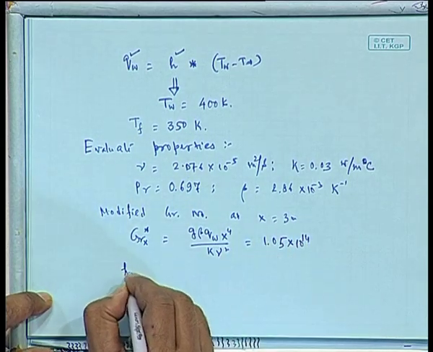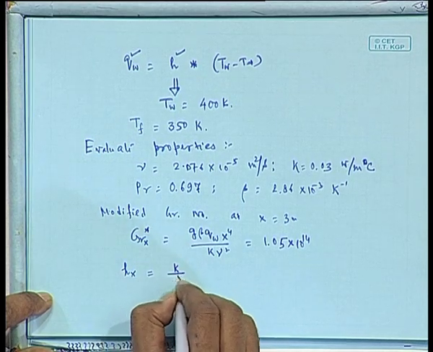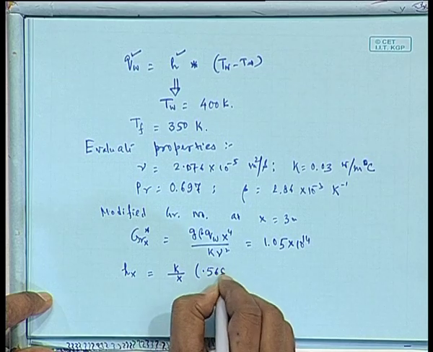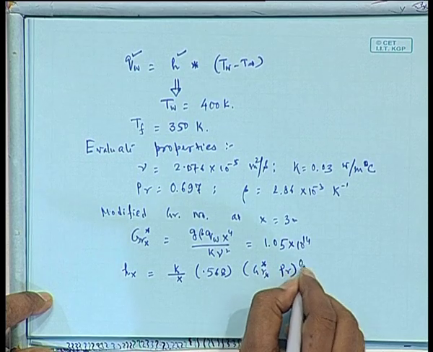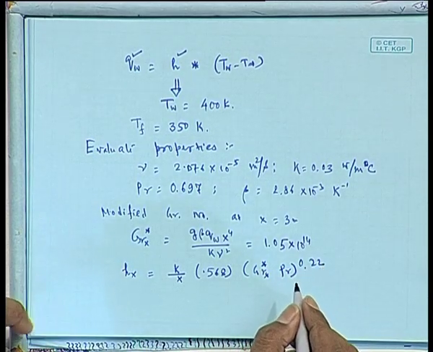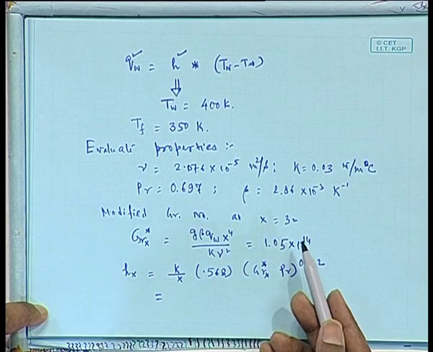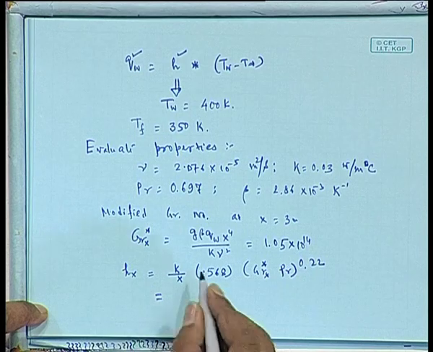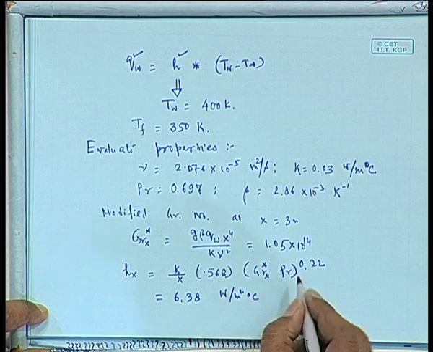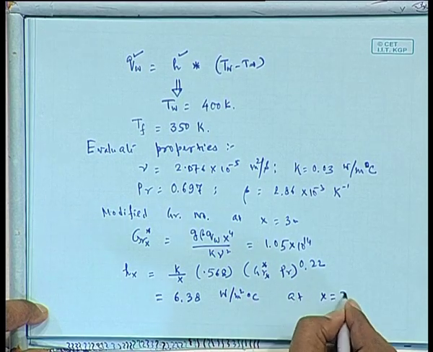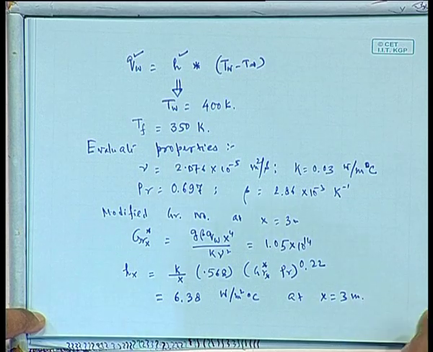okay. And Hx will be K by x into 0.568 Grashof Prandtl raised to the power 0.22, okay. And it will come out to be, at x equal to L, at the end x equal to 3 meter, this value will be 6.38 watt meter square degree centigrade at x equal to 3 meter, that means at the end point of the plate, okay.